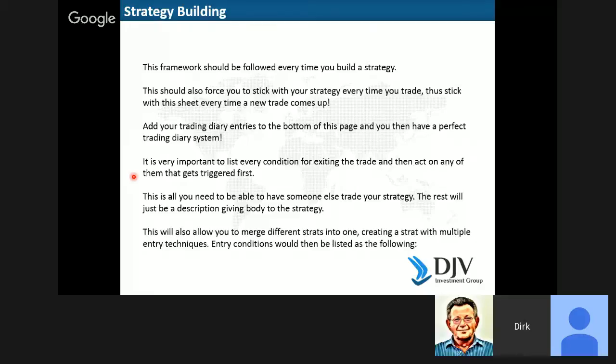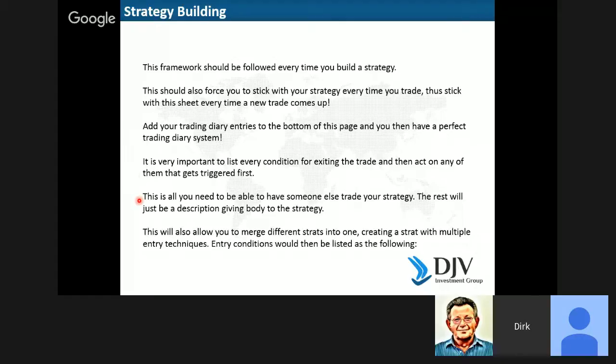Okay, if you can't load a physical stop, then you need to use a mental stop. But when using a mental stop, you need to keep your eyes on that screen until you're able to load a stop. Okay, so remember these little things. Any exit condition that gets triggered, you act on it, because that's how you're going to test it as well.